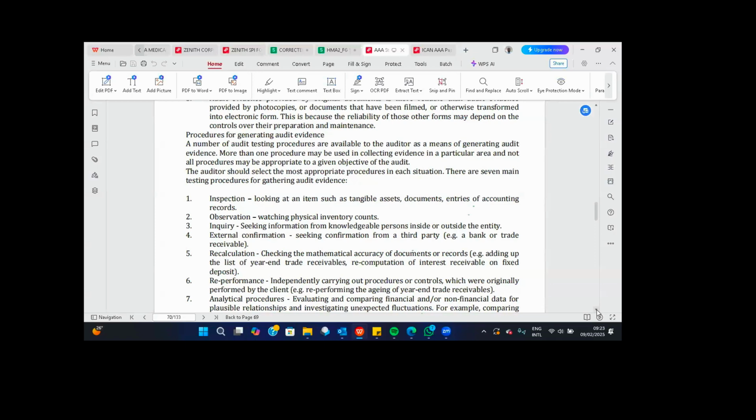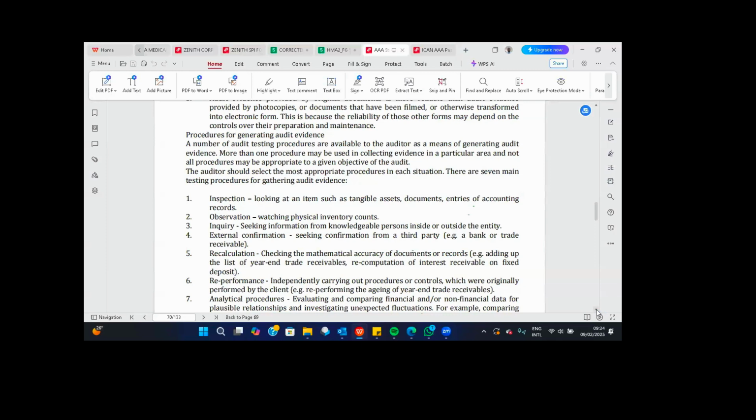The performance is another method of obtaining audit evidence where the auditor independently carries out procedures or controls which are originally performed by the client. So the client has already processed a payment voucher. You now say, okay, let me also try to achieve the same result. What is he trying to do at that point? He's trying to look out for gaps or process inadequacies. Okay? Then we have the last one, which is analytical procedure.